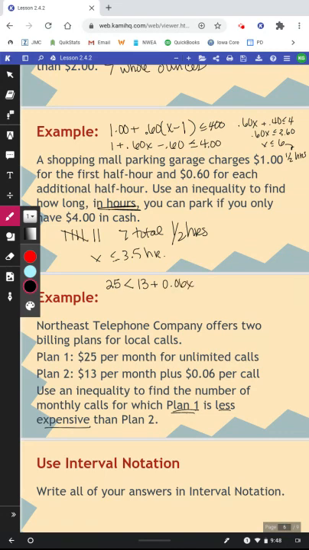So the first thing I'm going to do is 25 minus 13, which is 12, is less than 6 cents per call. Divide that by 0.06, and that gives me 200 is less than x. So if I make more than 200 calls, because if I rewrite it, it's still pointed at the 200. So if I make more than 200 calls, Plan 1 will be less expensive than Plan 2.